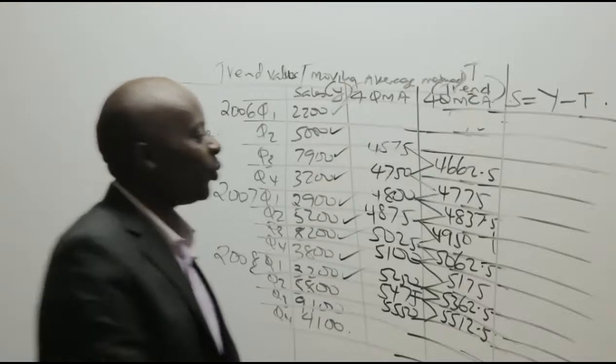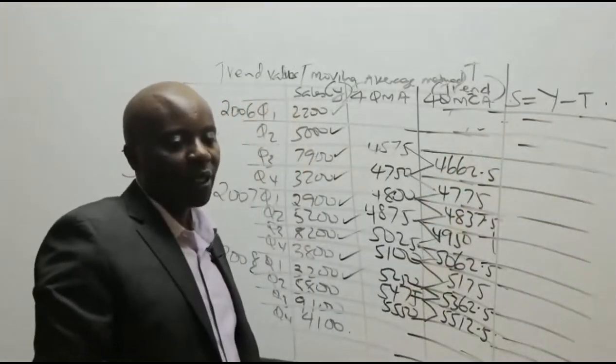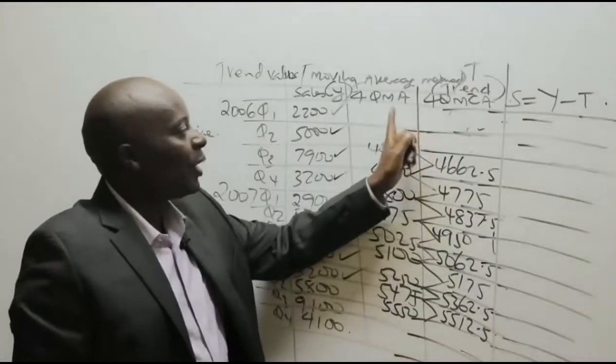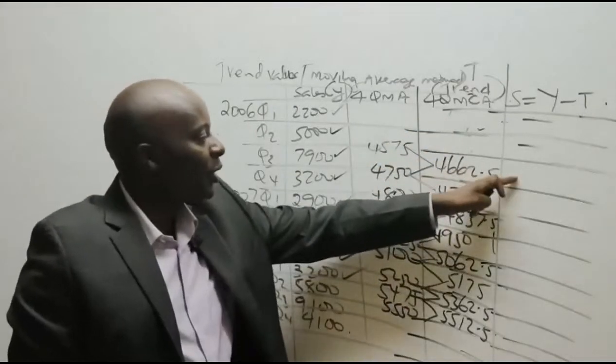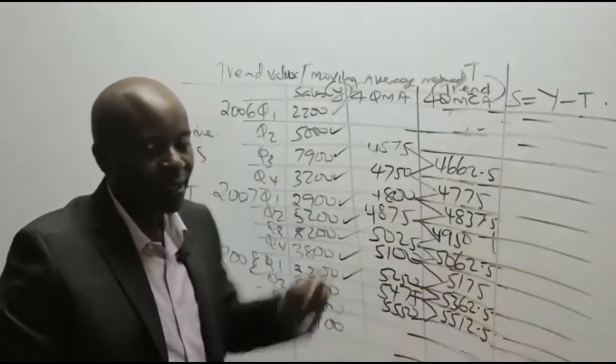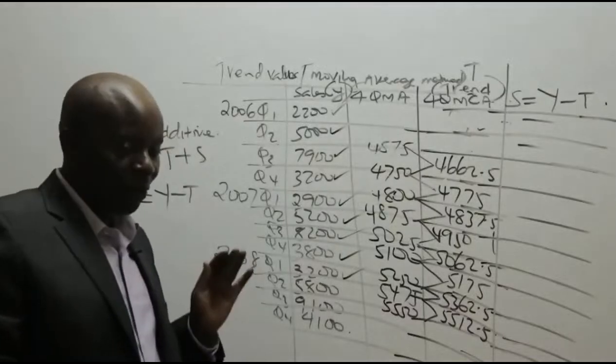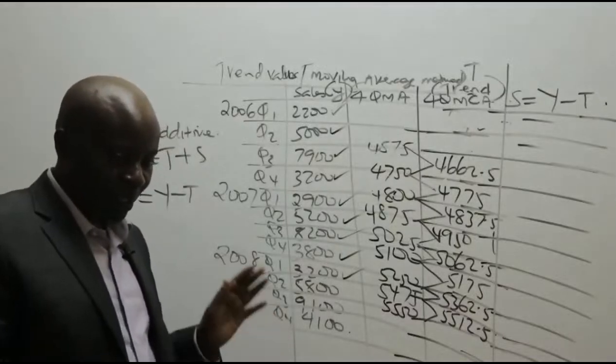So the first 2, ladies and gentlemen, the first 2 are going to receive dashes, because we don't have trend values, nothing there. How about this? I'll take 7,900, which is the y, minus this. Please give me a figure here. I hope you're able to follow.